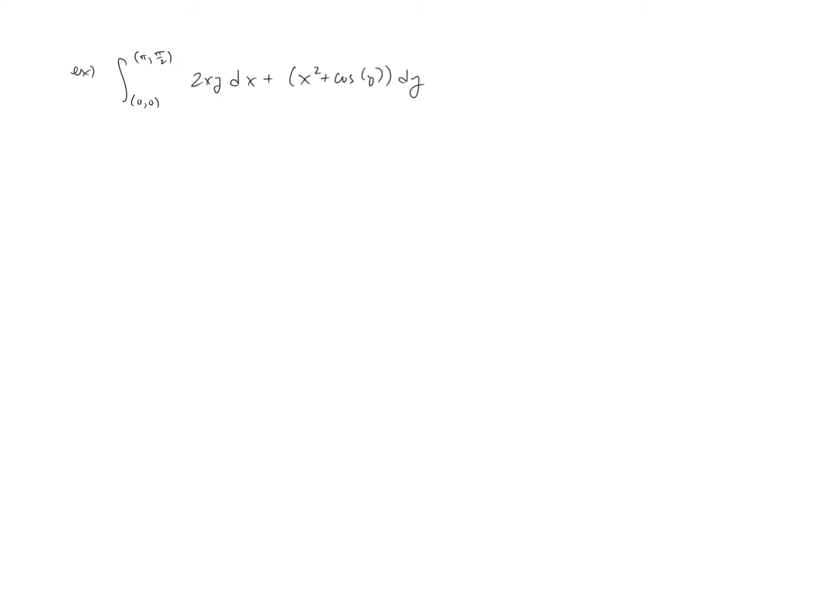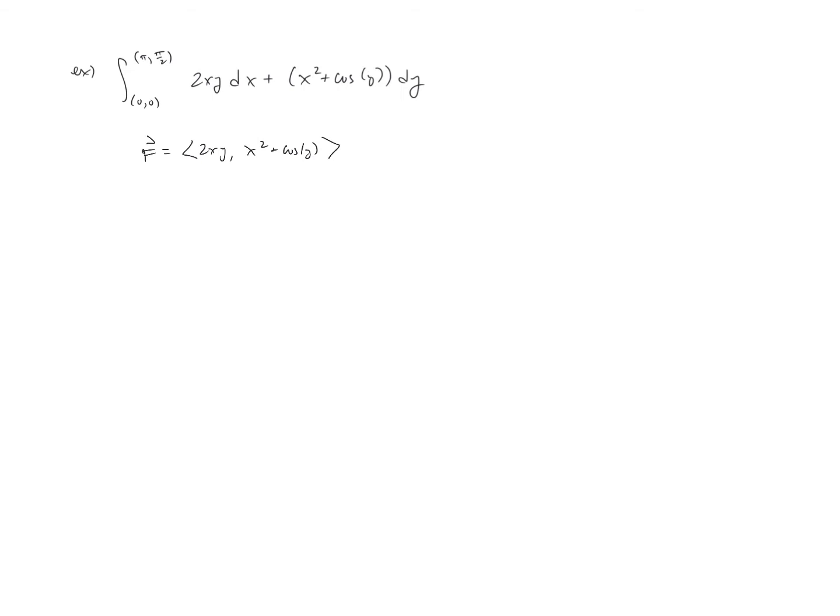All right, so in this video, we're going to take a look at a couple more examples now in dealing with the independence of path for line integrals and conservative vector fields. So we'll start here with our line integral, and you can see this would be the F dot dr that we mentioned. In this case, F is going to be that 2xy and then the x squared plus cosine y.